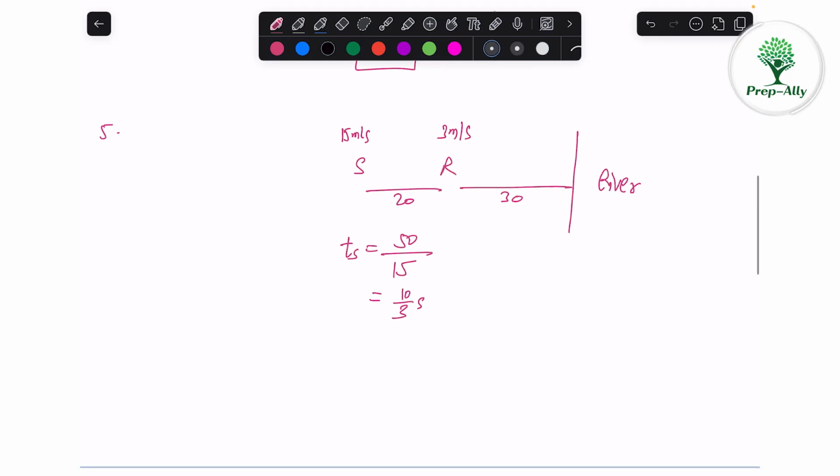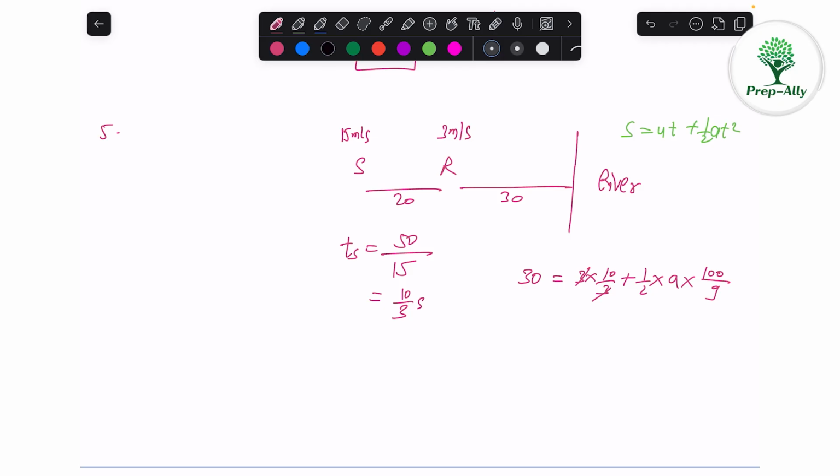So in 10 by 3 seconds, Ram will cover 30 meters with an initial speed of 3 meters per second. So can we use the formula s equals ut plus half at square? So 30 is equal to 3 into 10 by 3 plus half into acceleration a into t square, which is let us say 100 by 9.